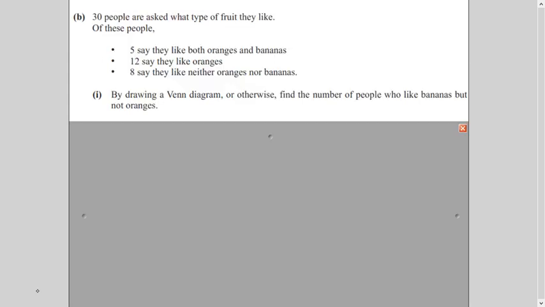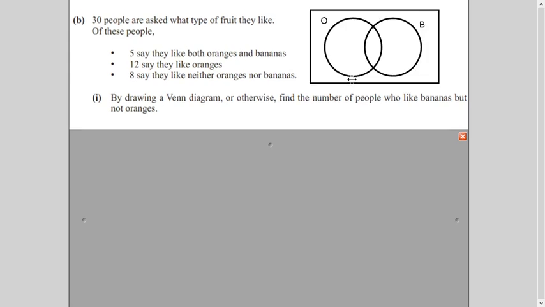Let's see part B of the same question, same year. 30 people are asked what type of fruits they like, and they have to express this information in a Venn diagram. So we know what a Venn diagram is like. This is how it will be, right? Now suppose this portion represents oranges and this represents bananas. Because the question is saying 8 say they like neither, it means there are people who do not eat any of these fruits. So their number will go outside here.